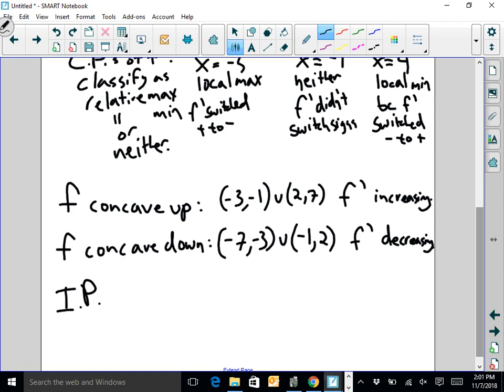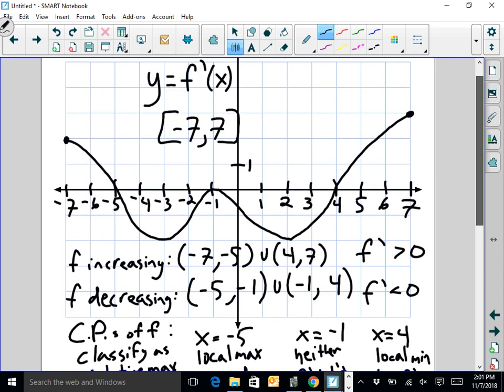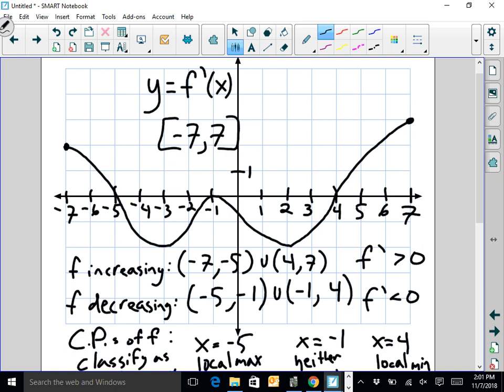So again, it's IP of f. Then I switch again at -1, then I switch again at 2. Looking at the graph, inflection points occur when f prime switches from decreasing to increasing, right here. F prime also switched from decreasing to increasing right here. Or vice versa, f prime switching from increasing to decreasing, right? I'm looking for those local maxes and mins of f prime, which will be the inflection points of f. So I'm going to report those 3 x values, -3, -1, and 2.